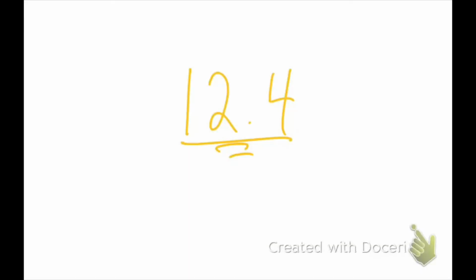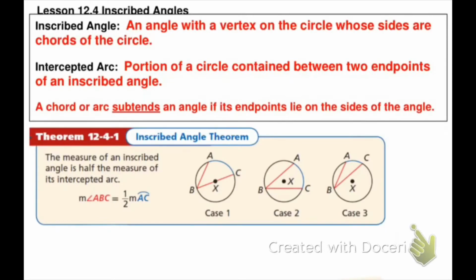Bobby Yamamoto. Alright, so this lecture we're looking at section 12.4, which is inscribed angles and everything associated with inscribed angles. So what is an inscribed angle? An inscribed angle is an angle with a vertex on the circle whose sides are chords of the circle.